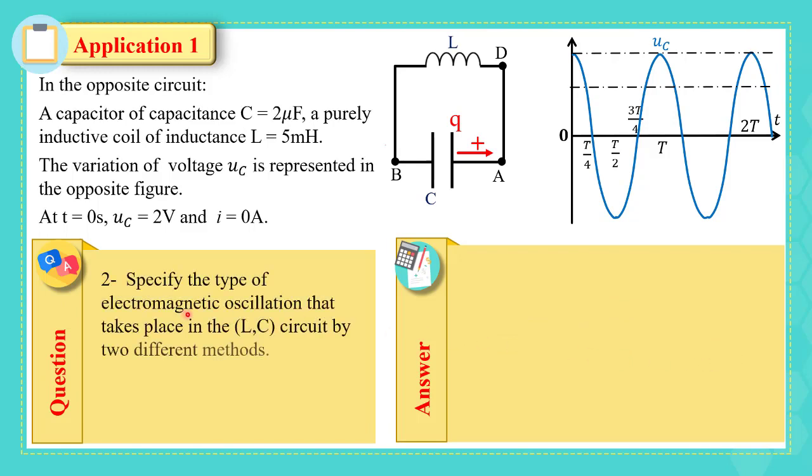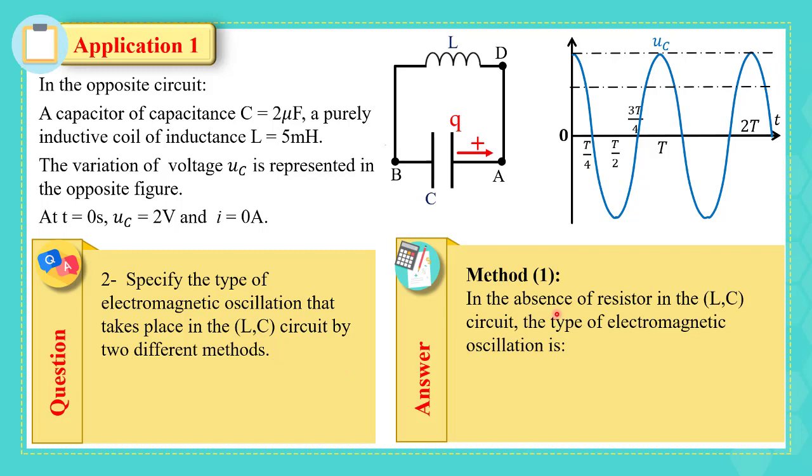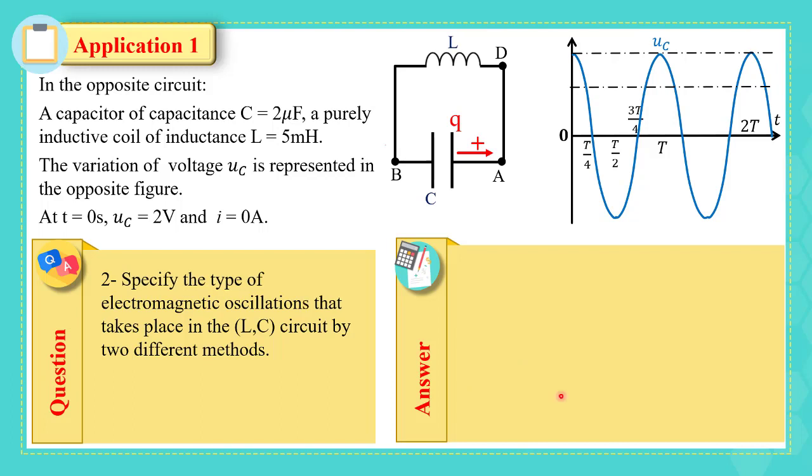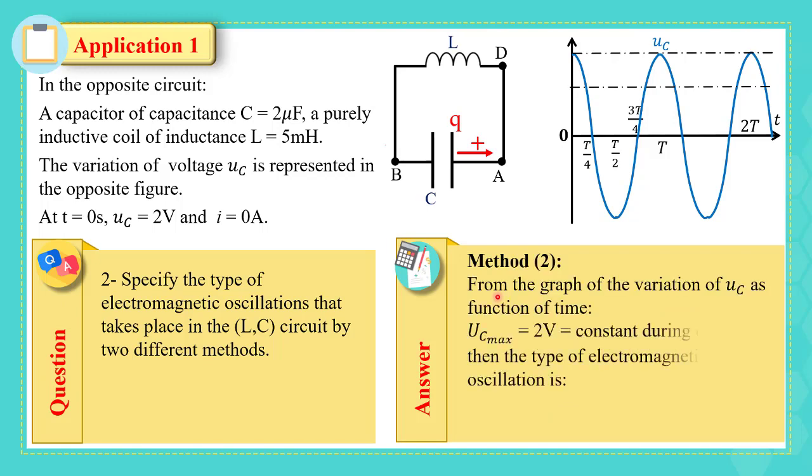Part 2, specify the type of the electromagnetic oscillation that takes place in the LC circuit by two different methods. First method, in the absence of any resistance in the LC circuit, the type of electromagnetic oscillation is free, undamped electromagnetic oscillation. Second method, from the graph we have UC maximum is constant, it is equal to 2 volt, so the type of oscillation is free, undamped electromagnetic oscillation.